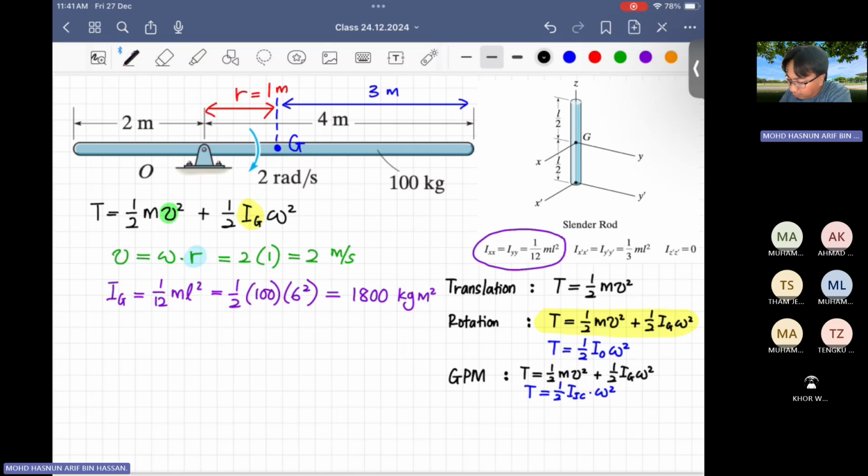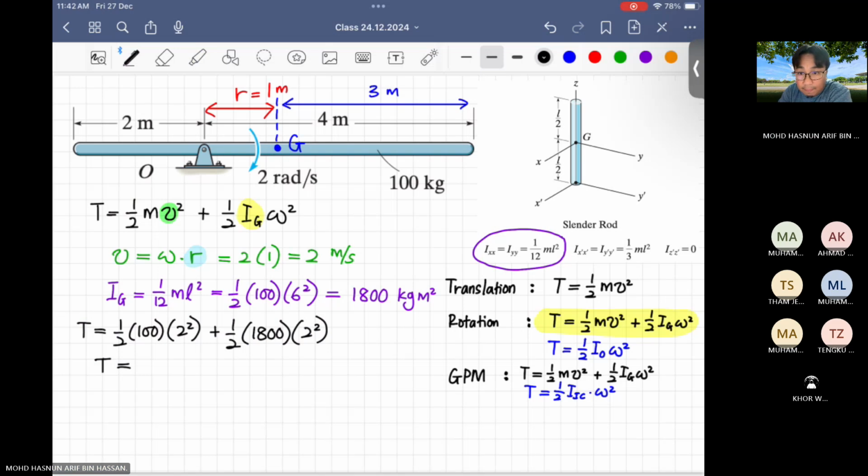Then we can combine everything. T is now equal to 1 over 2 times 100 times 2 square, this is your V, plus 1 over 2 times 1800 times 2 square, this is your omega. So you will get T is equal to, what is your value of T?